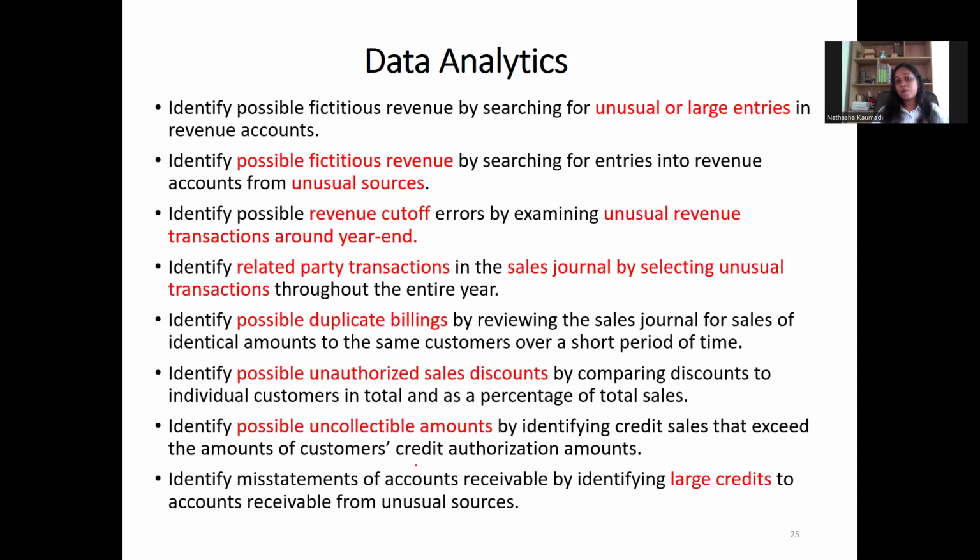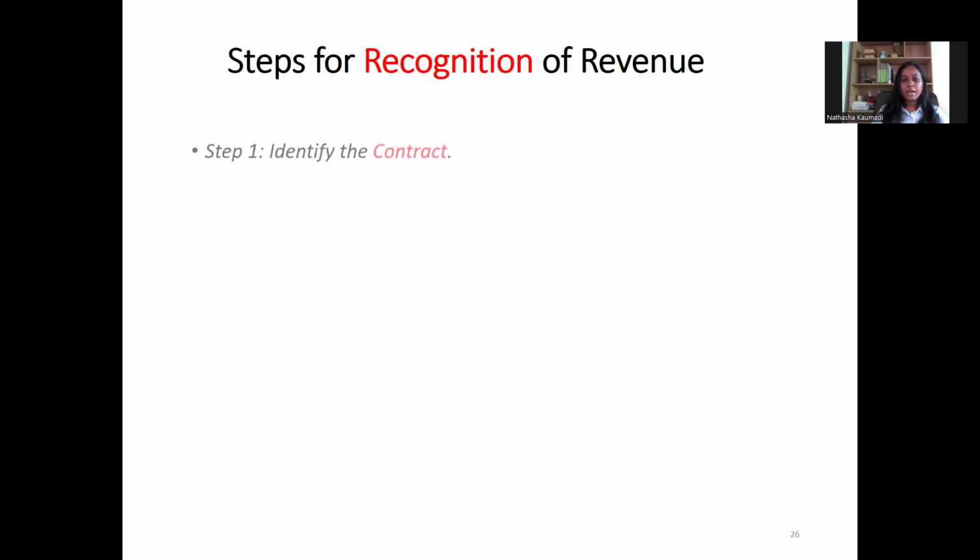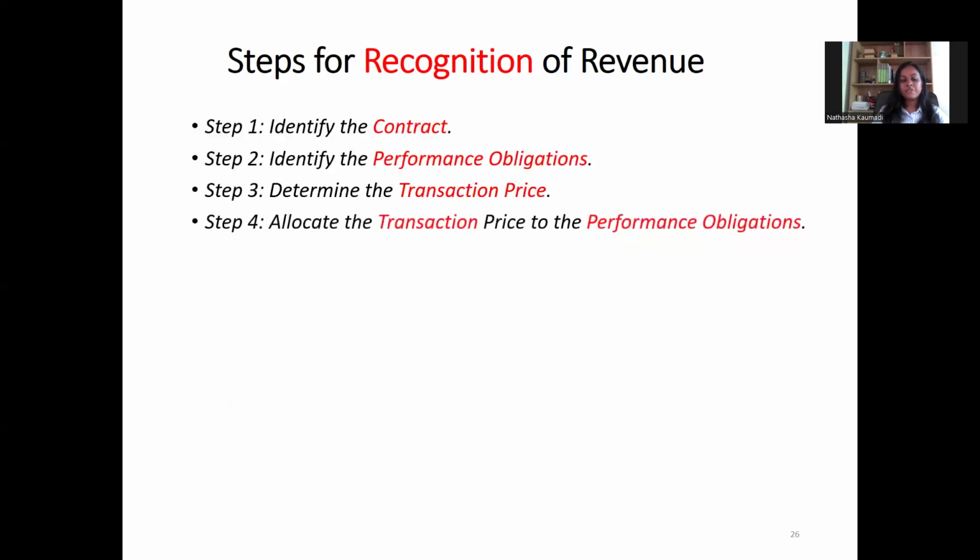Possible uncollectible amounts based on the trend, based on the bucket and everything. The analytics tool will quickly analyze and give you the results. See, these are the possible uncollectible amounts, large credits, everything. So very easy, even without human touch, you can use this analytic data, right? And then this is just to refresh your memory. Now we were talking about revenue and everything. So you need to know revenue recognition as per SLFRS 15 and everything.